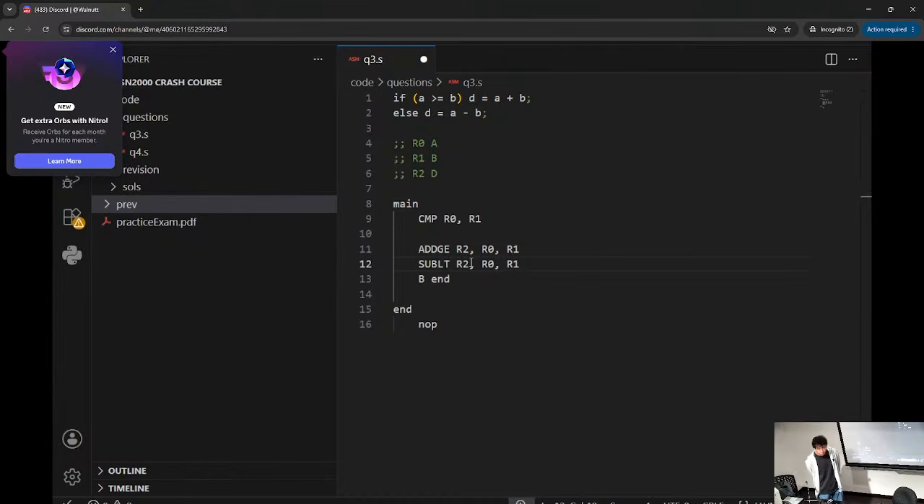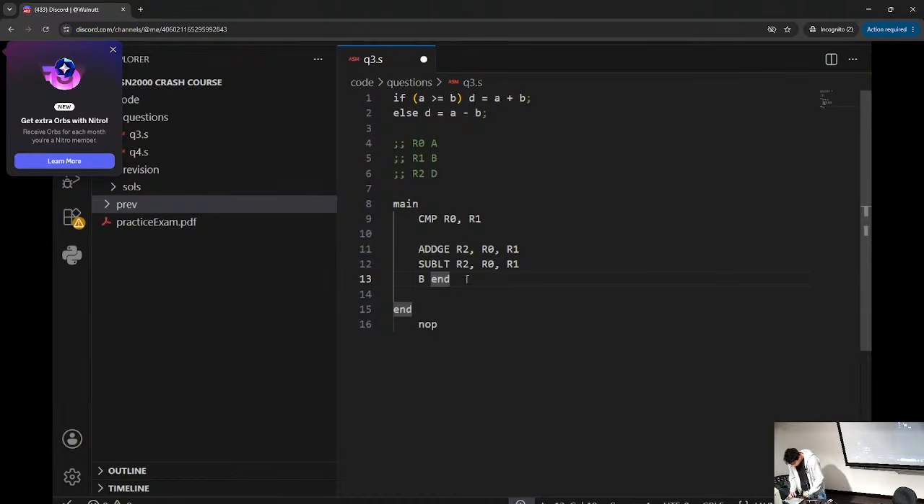Cool. And again, for reference, I know off the top of my head that LT is less than, but you don't have to memorize it. It will be given in the data sheet. So you just have to look there and say, oh, I need a less than comparison. Let's look through the data sheet and see what letters I need.